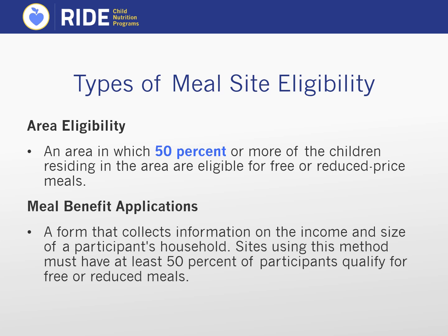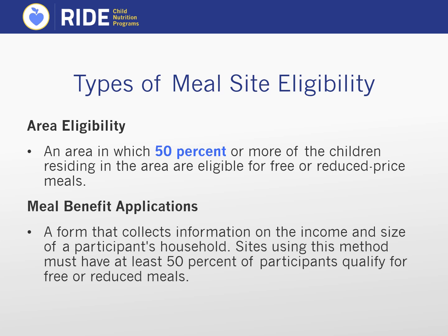In order for a location to be an eligible site, it must demonstrate that it is serving a designated low-income population. There are two types of site eligibility within the SFSP, and they are area eligibility and eligibility based on meal benefit applications. The type of eligibility used will depend on the meal site type, which we will discuss in the following slides. Area eligibility is an area in which at least 50% of the children residing in the area are eligible for free or reduced price meals at their school.